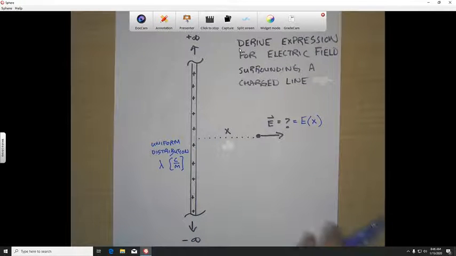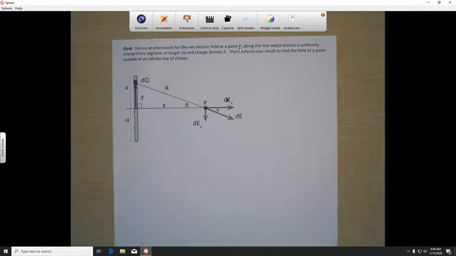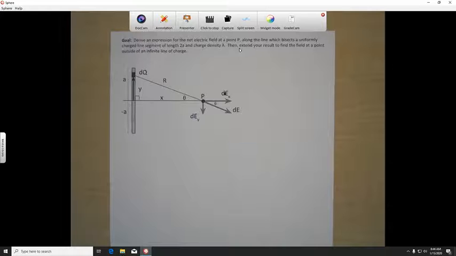Okay, so I'm going to flip to our next picture here, which is a diagram that we're going to use for the derivation. And I know you guys have this in your handout. And so the goal, again, is to derive the expression for the net electric field at a point P along a line which bisects a uniformly charged line segment of length 2a and charge density lambda. Then we're going to extend our results to find the field at a point outside an infinite line of charge.